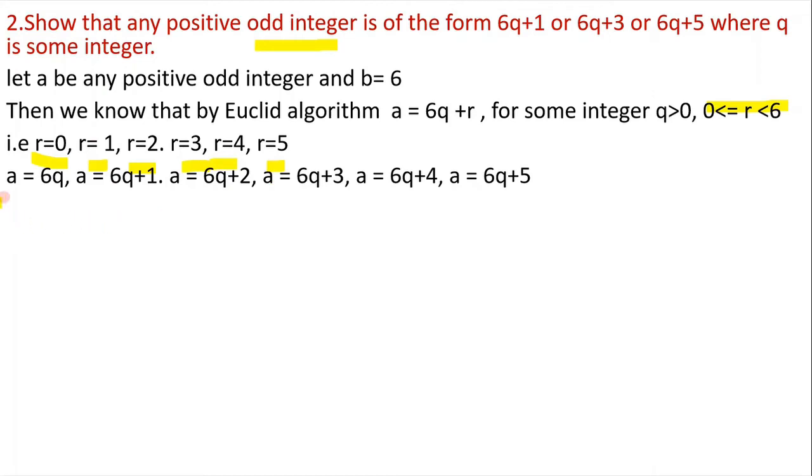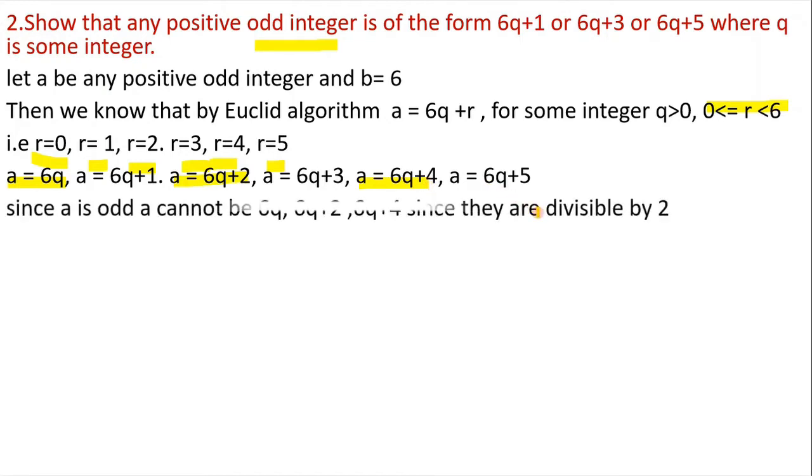So I can clearly say that a is equal to 6q, a is equal to 6q plus 2 and a is equal to 6q plus 4. These three terms are even integers. Why? Because these three terms can be divided by 2. And the remaining ones, a is equal to 6q plus 1, a is equal to 6q plus 3 and a is equal to 6q plus 5, these three are positive odd integers.